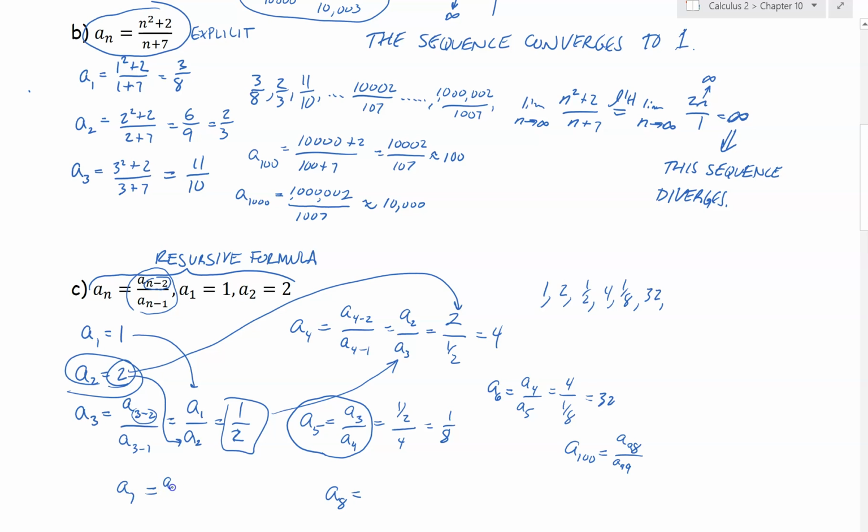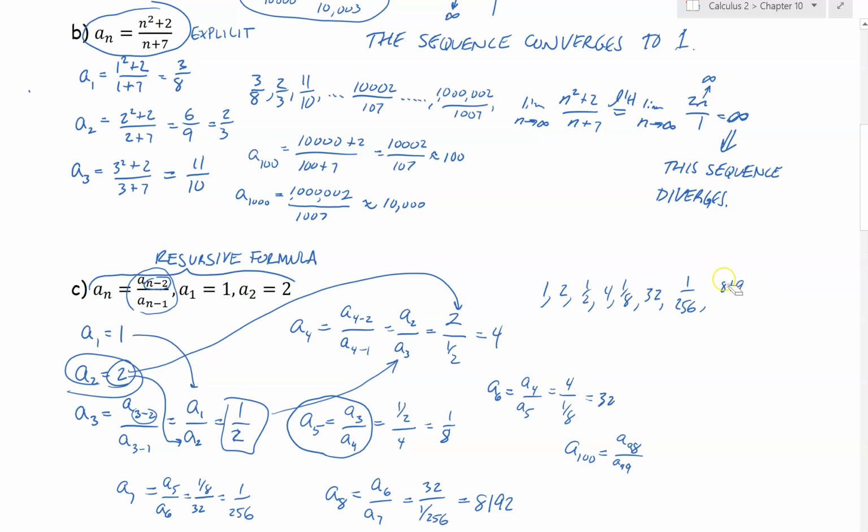Okay, so a sub 7 is a sub 5 over a sub 6, and we know a sub 5 is 1/8, a sub 6 is 32, and so we get 1 over 256. A sub 8 is this quotient of a sub 6 over a sub 7, and a sub 6 we got was 32, and a sub 7 we got 1 over 256, and that is 8,192.